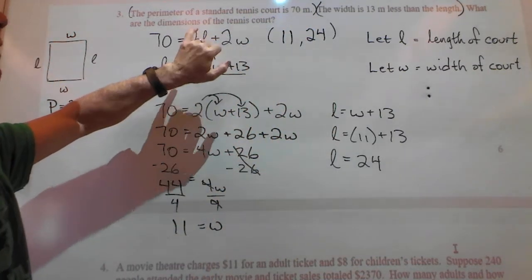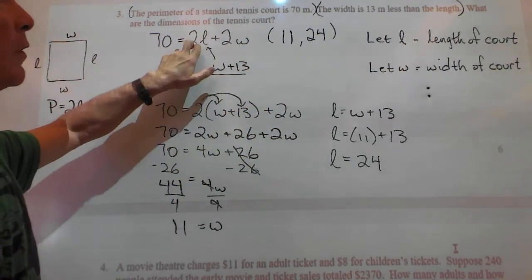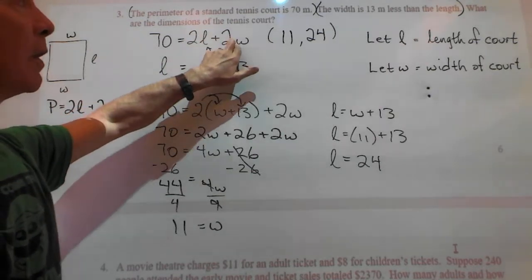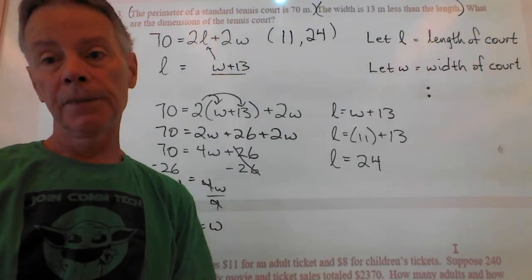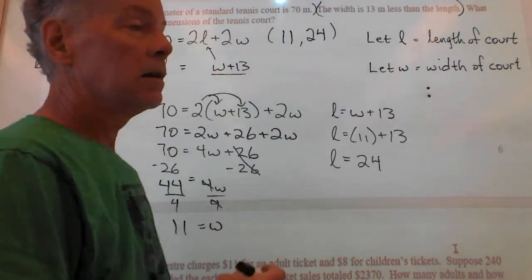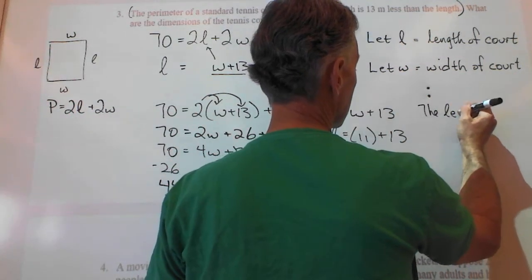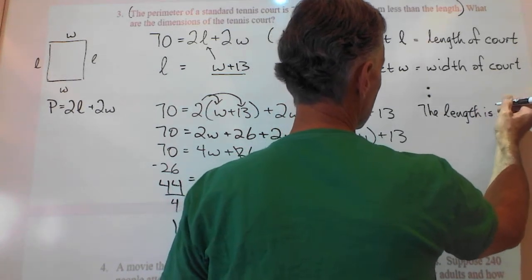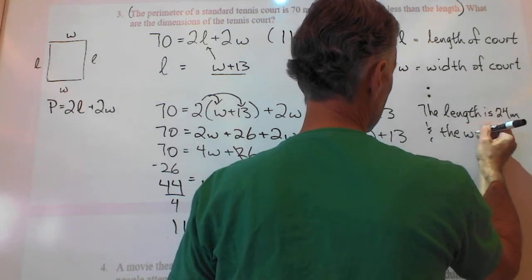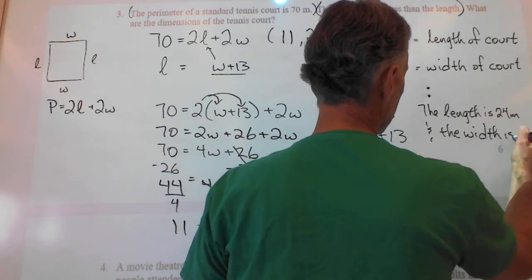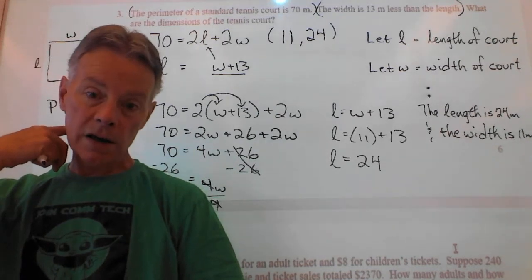Verify in here. Does 2 times 24 plus 2 times 11 equal 70? Well, 2 times 24 is 48. 2 times 11 is 22. And yeah, 48 plus 22 does equal 70. Okay? Finally, short concluding phrase. Length is 24 meters and the width is 11 meters. Okay? Done and done.